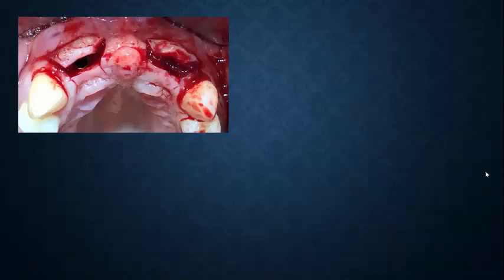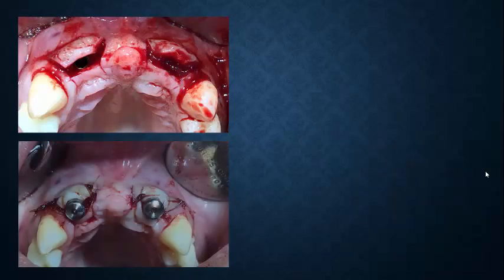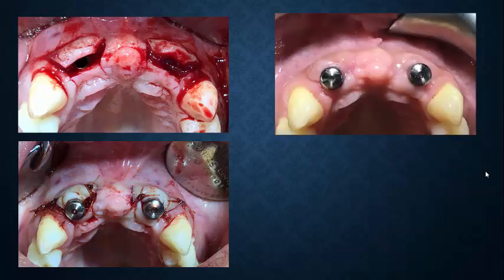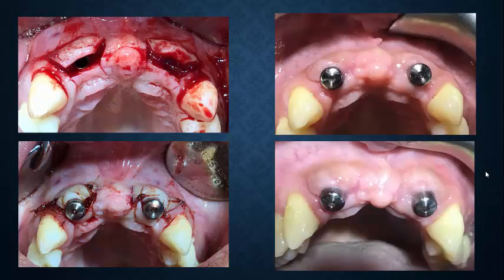This is another case. Also, we started with a thick biotype, and this is the apically positioned flap, and we can see how we create a good band of thick tissue on the buccal aspect of the implant by doing the apically positioned flap, and this is after 1 month healing. So the implants now are ready to be restored.